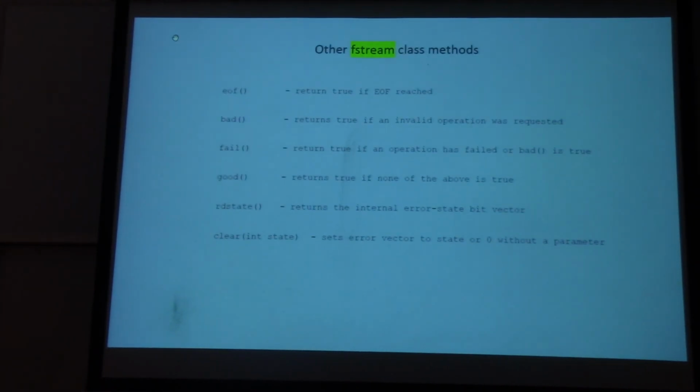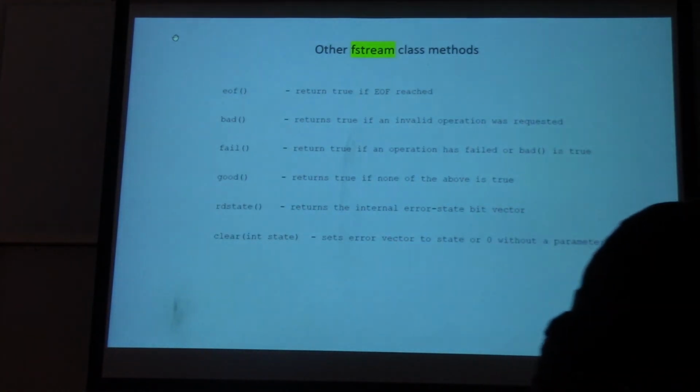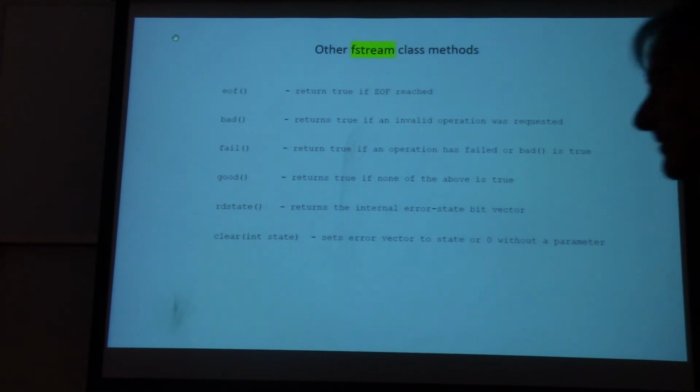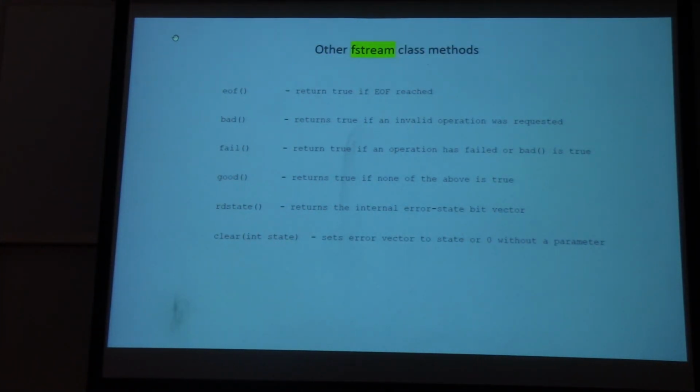Other methods you can use are EOF, which returns if end of file is reached. End of file is actually a constant. It's actually #defined in one of the header files as -1. Bad returns true if an invalid operation was requested. Fail returns true if an operation has failed or bad is true. Good returns true if none of the above is true.